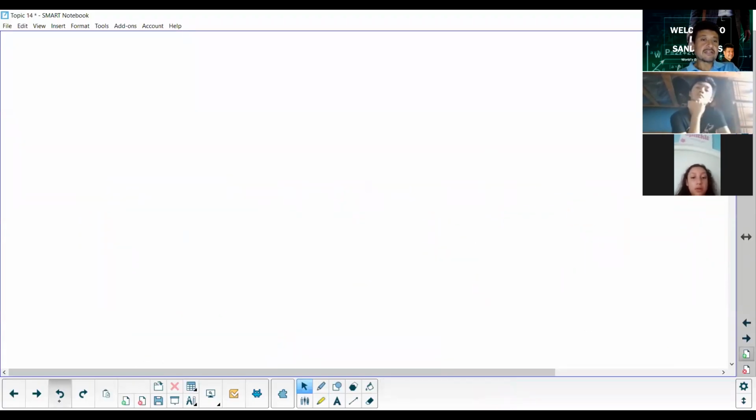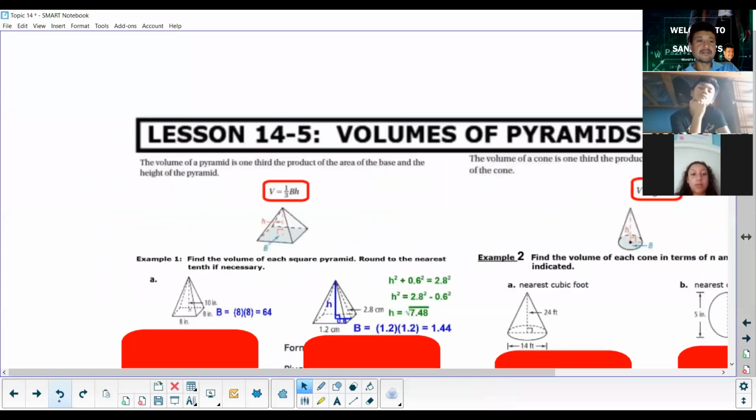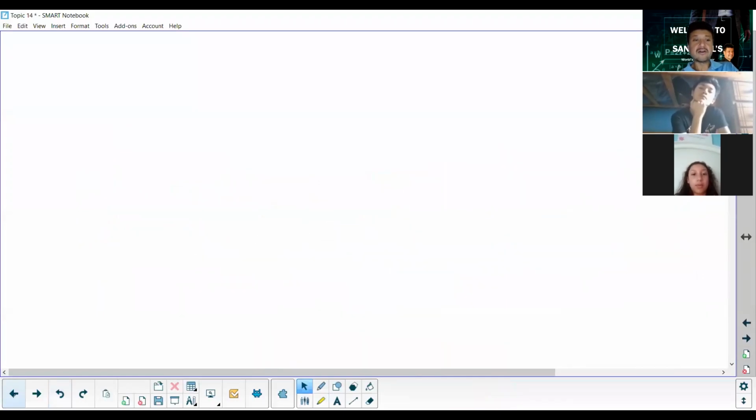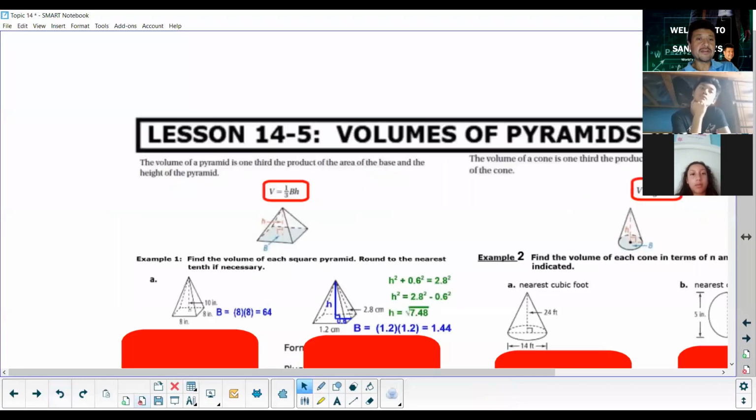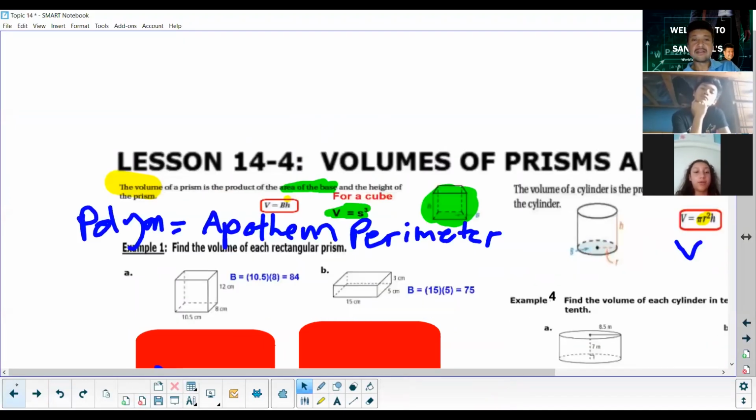Wait a second. I did something. I think I clicked. Oh, I know what I did. I made an extra page. Wait a second, let's get back over there. It's 14.5, we need 14.5.